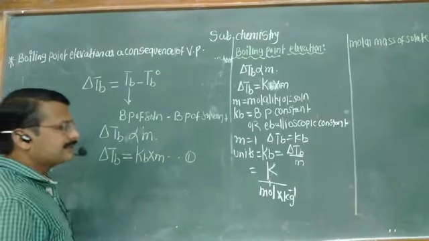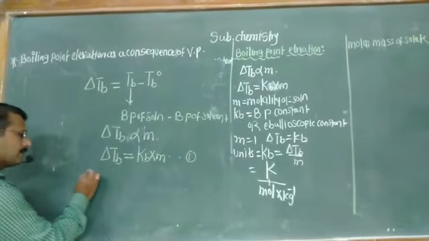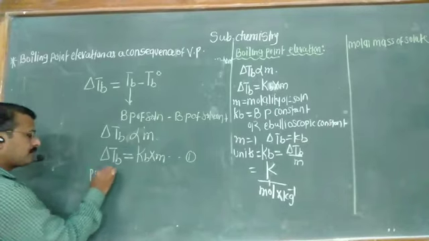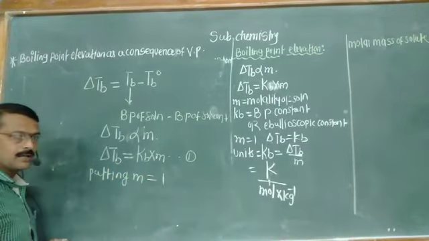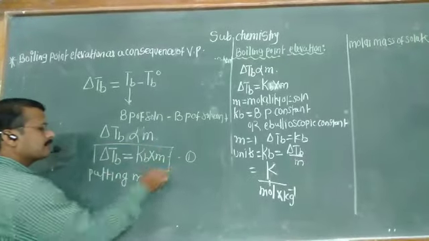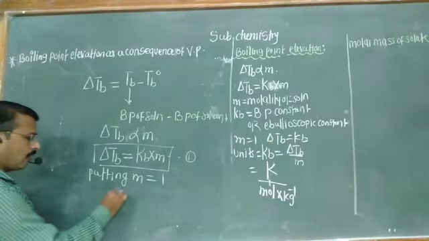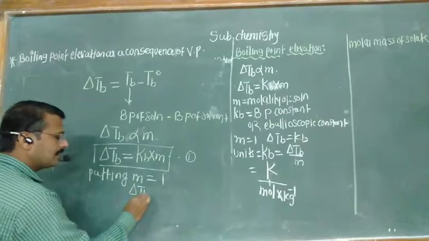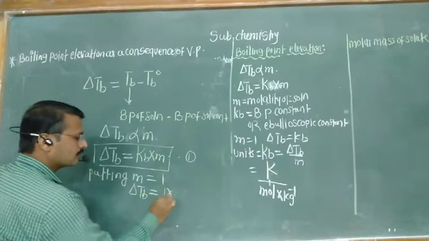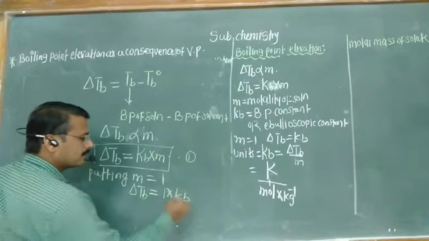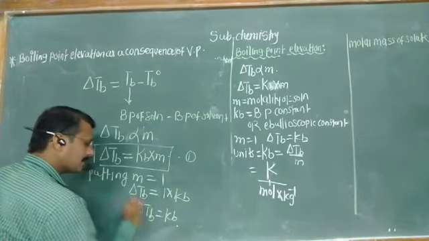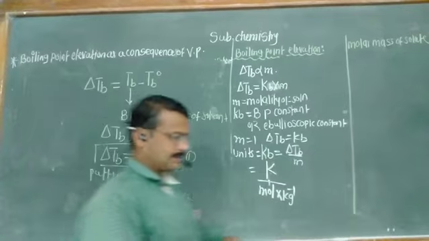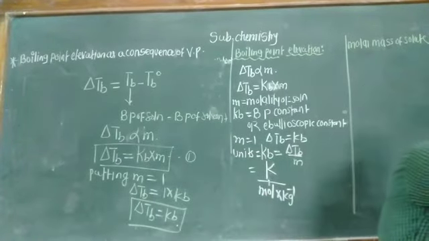When we put the value of molality equal to 1, this equation can be written in this form: delta TB is equal to 1 into KB, so delta TB is equal to KB. It is called the ebullioscopic constant.